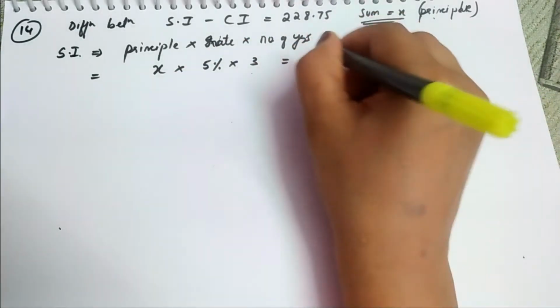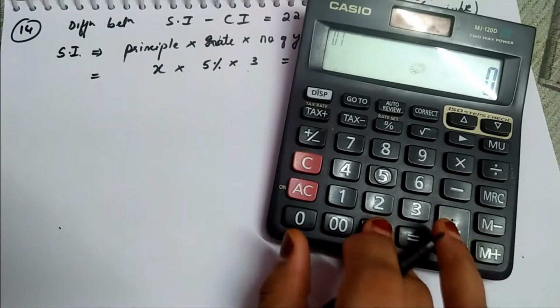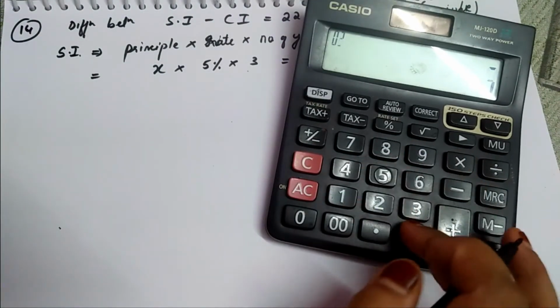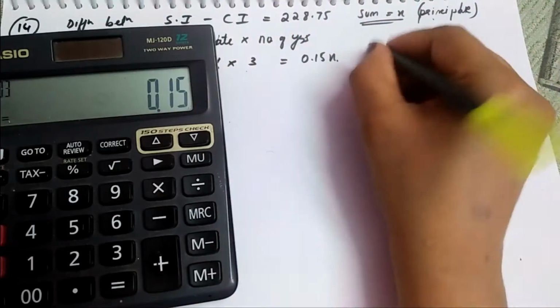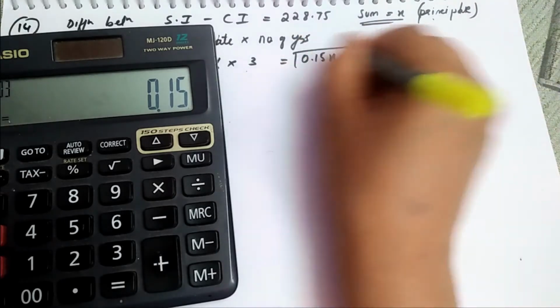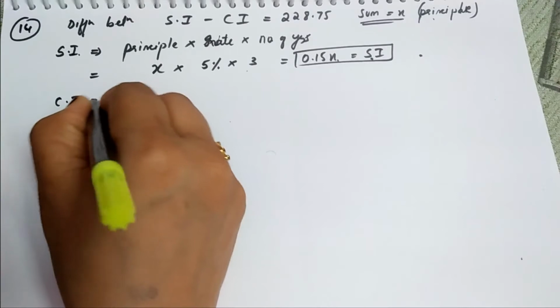So we'll be simplifying this. 5% is nothing but 0.05 into 3, it is 0.15x. So from here we can directly say that simple interest is this much. Now the value of compound interest. How to find the compound interest?